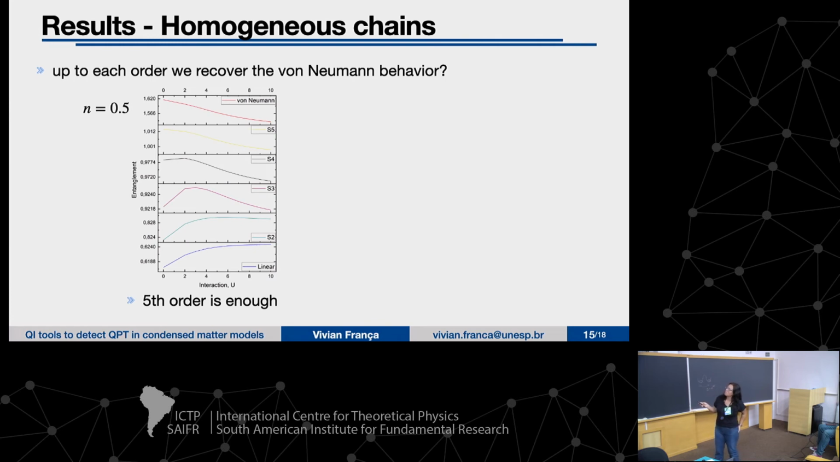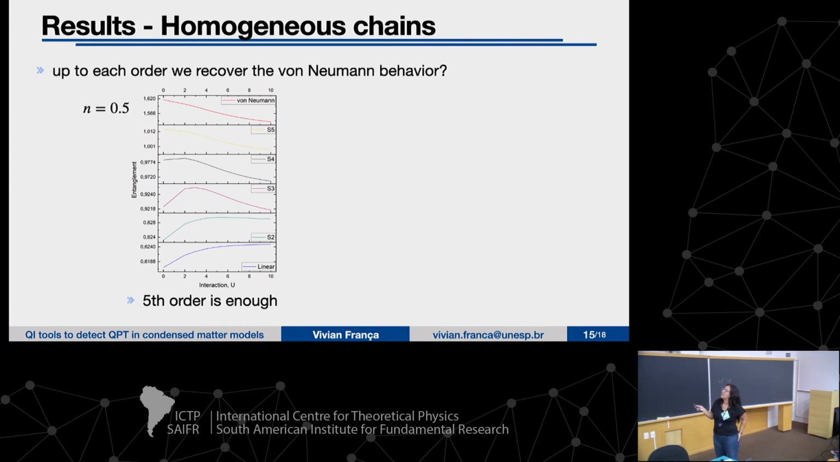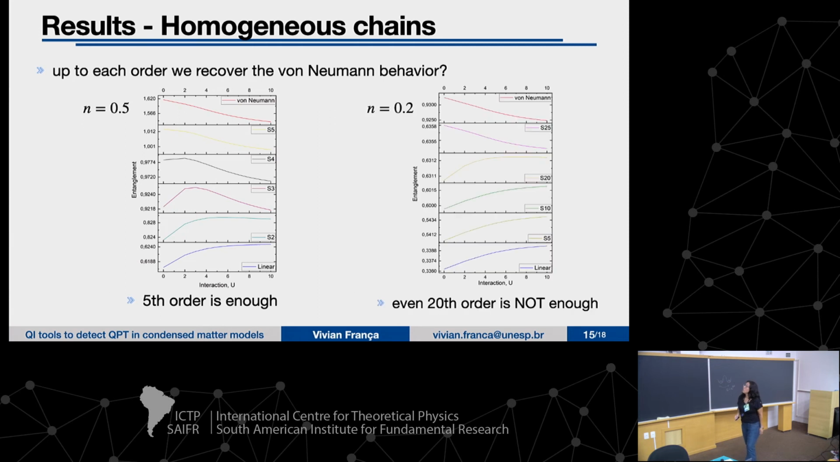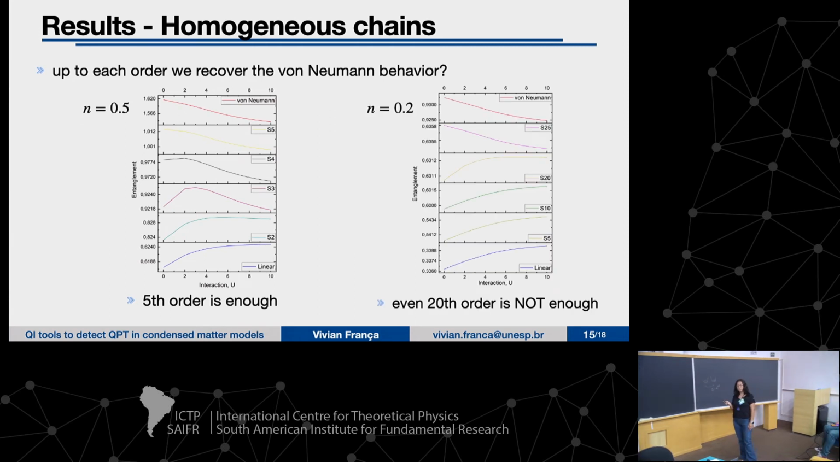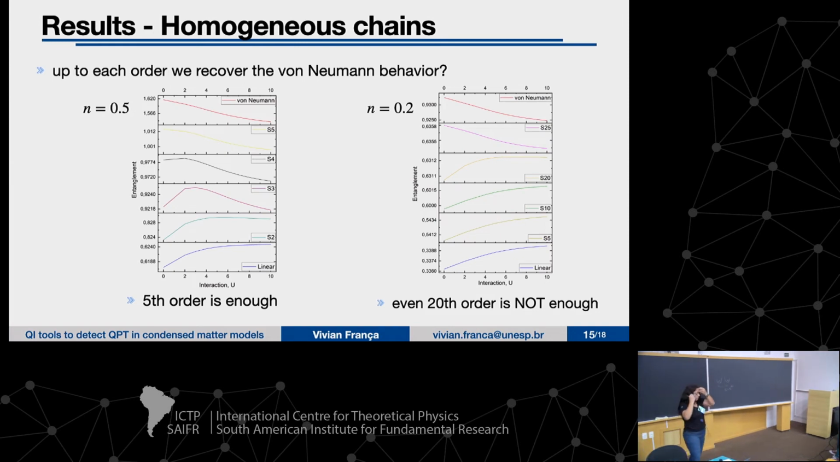We see that here it's pretty bad. I also asked her to change the colors. But the point is, beyond the fifth order, we see essentially the same behavior as the von Neumann entropy. But if we go to a smaller density, n equal to 0.2, it takes much longer to recover, right? Even S20 is not enough yet to recover the von Neumann entropy. This is everything for the homogeneous exact data.